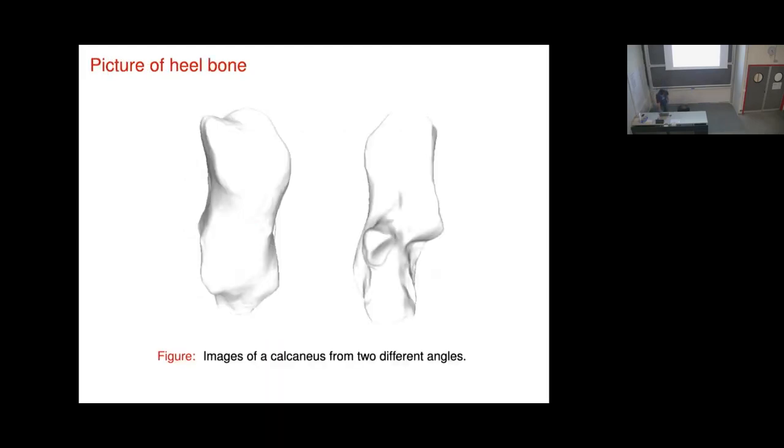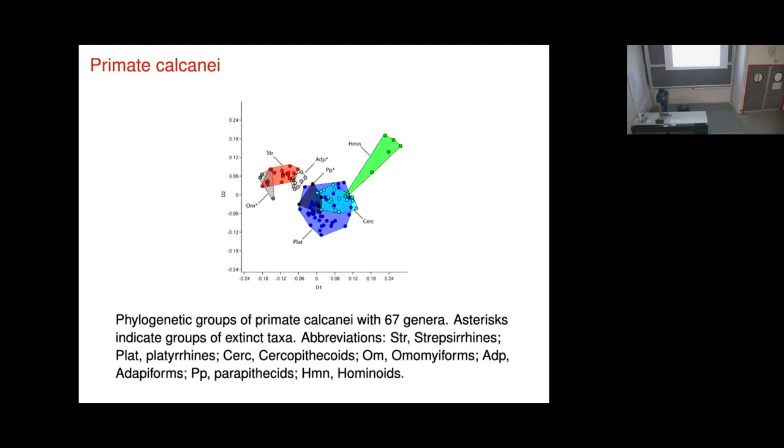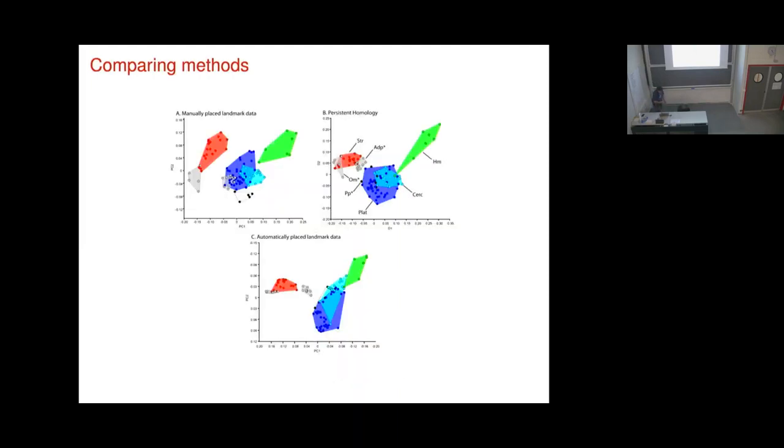Heel bone from the calcaneus. No problem. And so Doug makes better pictures, and he actually knows what taxa things belong to. And so that's the picture. We also did simulations, but this is an interesting picture. So this is what you get from the persistent homology. This is what you get from the diffeomorphism-based approach. This is what you get from manually placed landmarks.